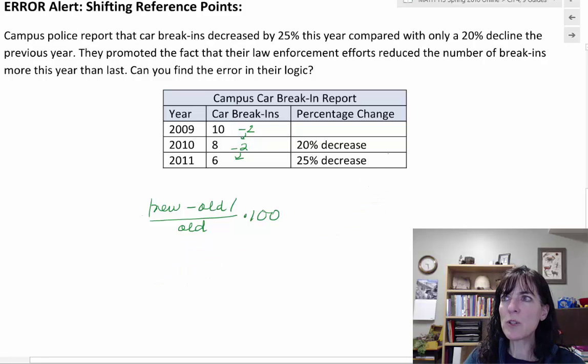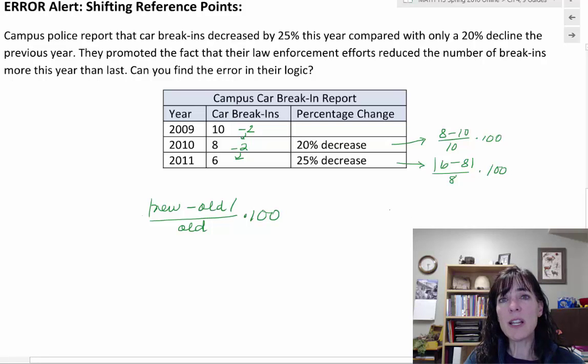And so for this first one, we're doing a new of 8 minus 10 divided by old, which is 10, times 100. And for this one, we're doing 6 minus 8 divided by 8 times 100. And so because our calculations are different, our total numbers are different, it's looking like there's a different percentage decrease.